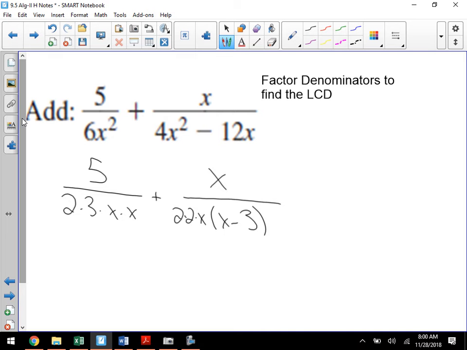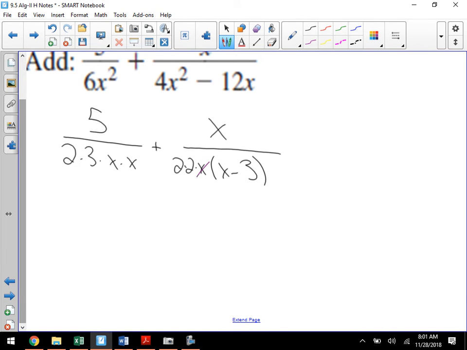Is there anything you can simplify before you go to the next step? Yeah, correct. The x on the fraction on the right can be simplified. What now goes in that numerator? 1. Good. Let's rewrite that as a 1. Now, in the back of your mind, I want you to remember that this is 6x squared, and this is 4 times the quantity x minus 3.